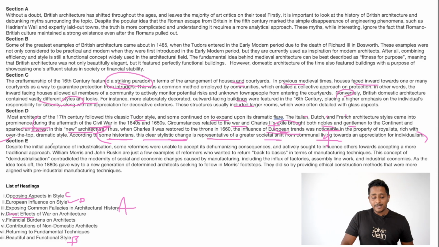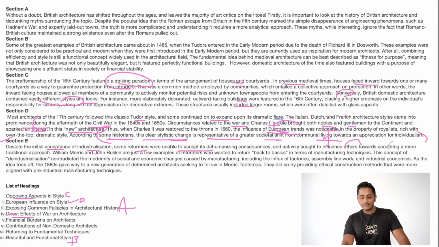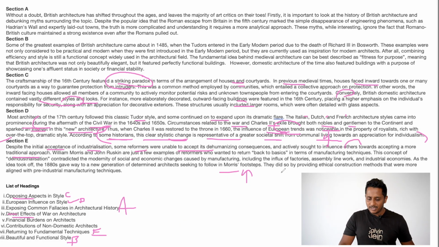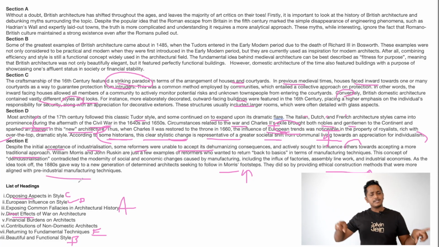Heading. The last one, despite the initial acceptance of industrialism, some reformers were unable to accept and actively sought to influence others towards accepting a more traditional approach. That is enough. Traditional means old, falling back to old things, returning to fundamental. That is enough. Now read and make sure the rest of the paragraph is also talking about returning to old things. Contradicted the effects caused by manufacturing, as the idea took off, gave way to a new generation seeking to follow in Morris' footsteps. Perhaps Morris had started this old things. They did so by providing ethical construction methods that were more aligned with pre-industrial, old. So perhaps the entire paragraph is talking about falling back to the basics.